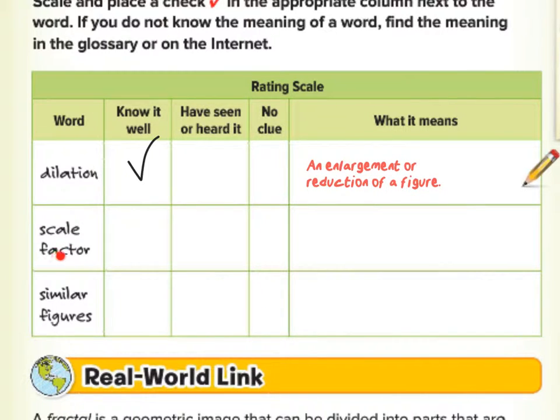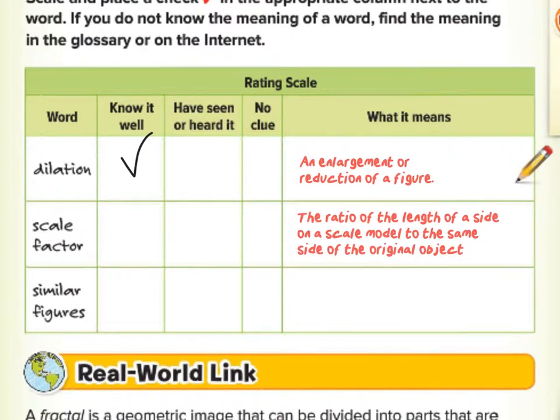Scale factor. What is a scale factor? The ratio of the length of a side on a scale model to the same side of the original object. So it's the ratio. How is it going to change? Is it going to be half the size? Is it going to be 4 times larger? It's the ratio. So that's what a scale factor is. And a scale factor works on the same unit of measurement.